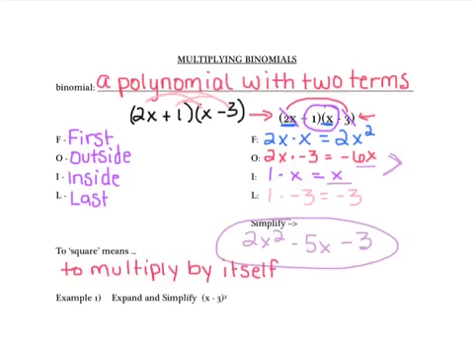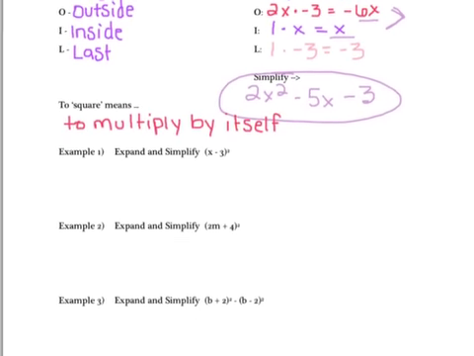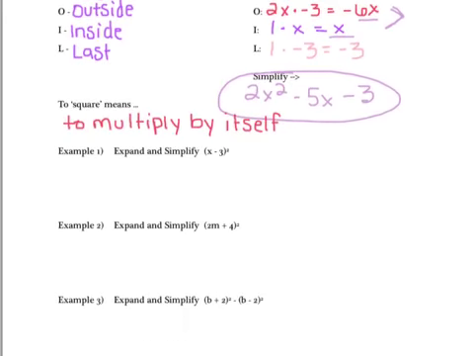Moving on. Let's talk about squaring. Mathematically, to square something means to multiply by itself. And that's going to be important in these next few examples. Okay, so keep in mind, to square means to multiply by itself.